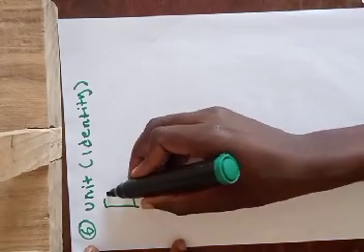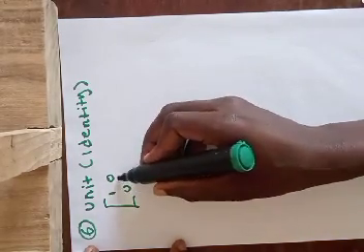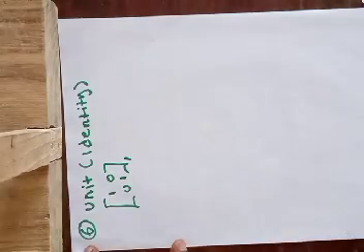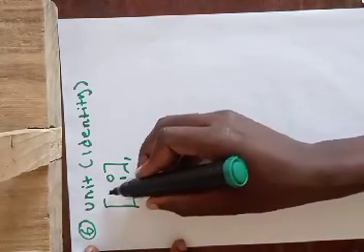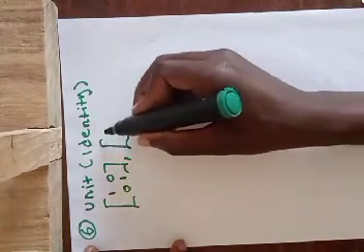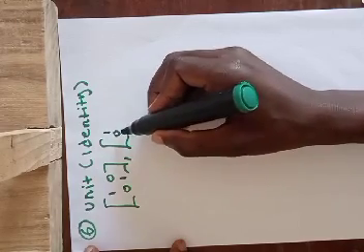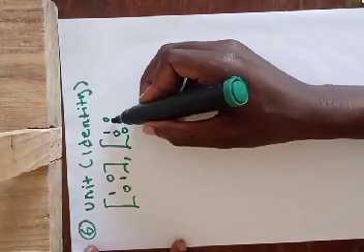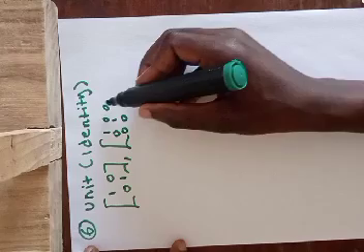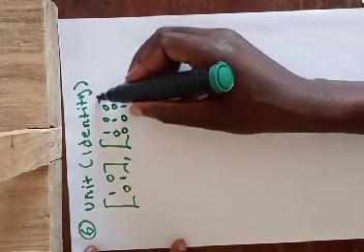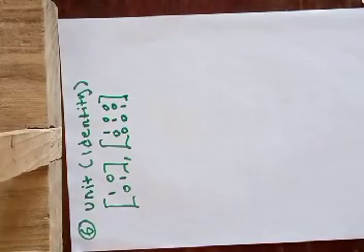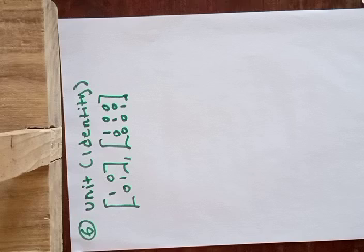So let's say we have 1, 0, 0, 1. This is a unit matrix. Why? It is 1, 1. Equally, you can have 1, 0, 0, 0, 1, 0, 0, 0, 1, like that. So equally, even this one is also called a unity matrix or an identity matrix. This is about introduction to matrices.